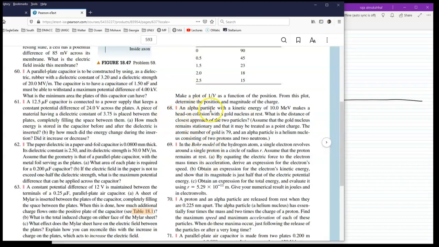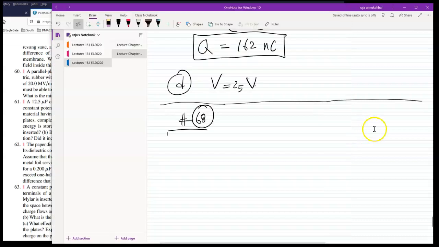Anyway, it says an alpha particle with kinetic energy of 10 mega electron volt. I'll come back to this unit in a second. When 10 mega electron volt makes a head-on collision with a gold nucleus at rest. Okay? What is the distance of closest approach of the two particles? Assume that the gold nucleus remains stationary and that it may be treated as a point charge. The atomic number of gold is 79, and the alpha particle is a helium nucleus consisting of 2 protons and 2 neutrons. Okay, sounds like a tough problem. It's not that bad.